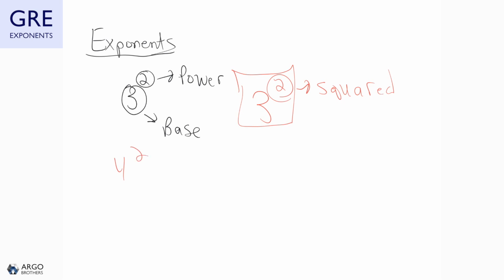This is 4 squared. This is 5, not squared, but cubed. You see, this power can change to any number. So now this would be cubed. This would be 5 to the third power or 5 cubed. Great. Now, let's find out what this even means.